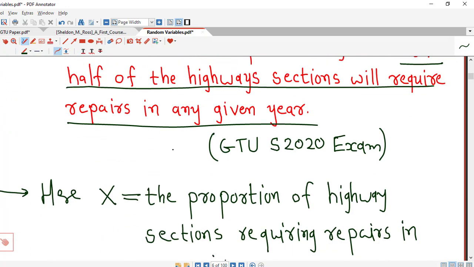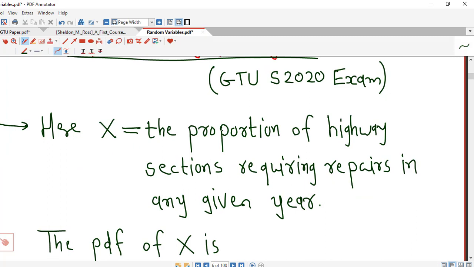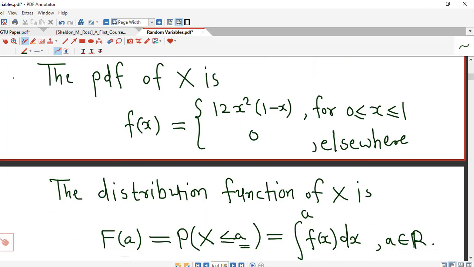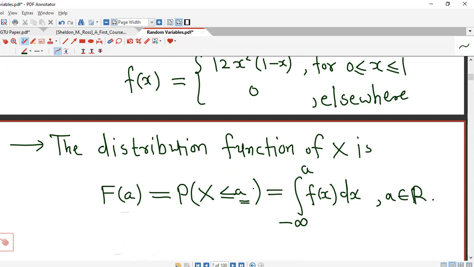First we have written that the random variable X is the proportion of highway sections requiring repairs in any given year, and we have written this probability density function. Now we try to find the distribution function. The definition of the distribution function is capital F(a) equal to the probability that capital X is less than or equal to a, which is the integral of the probability density function over the interval minus infinity to a. Here a is any real number.